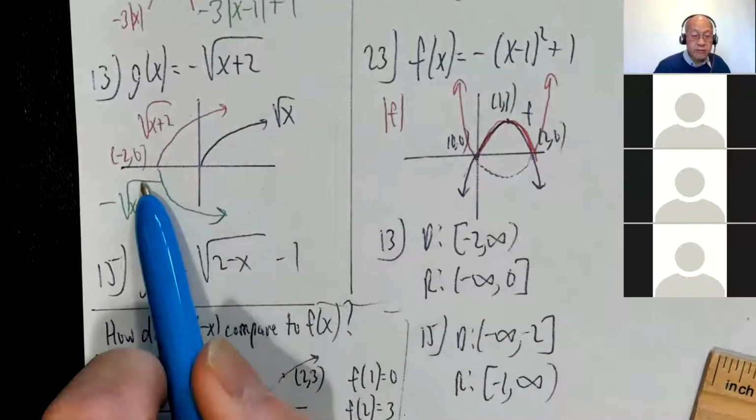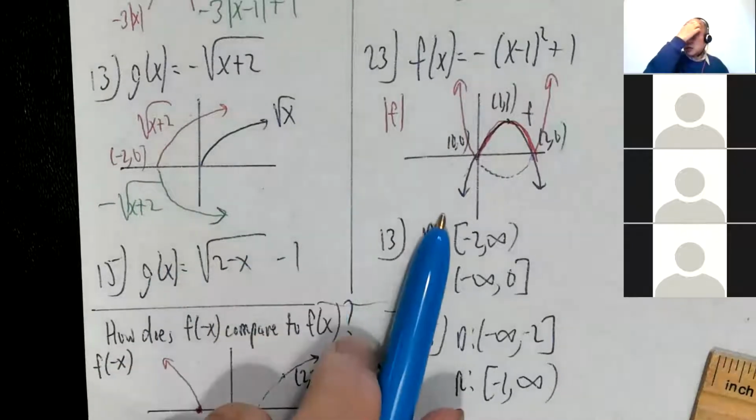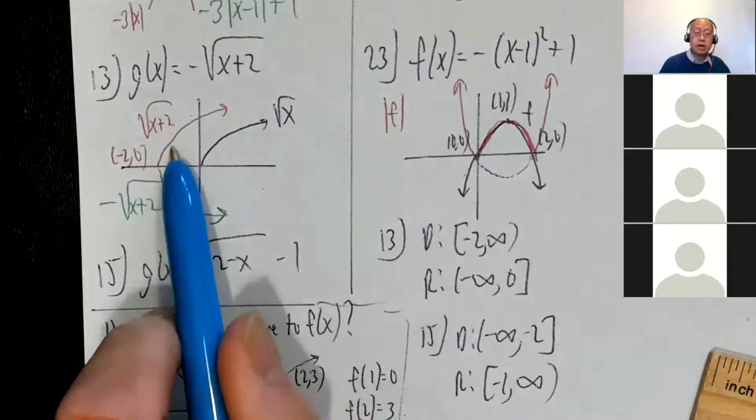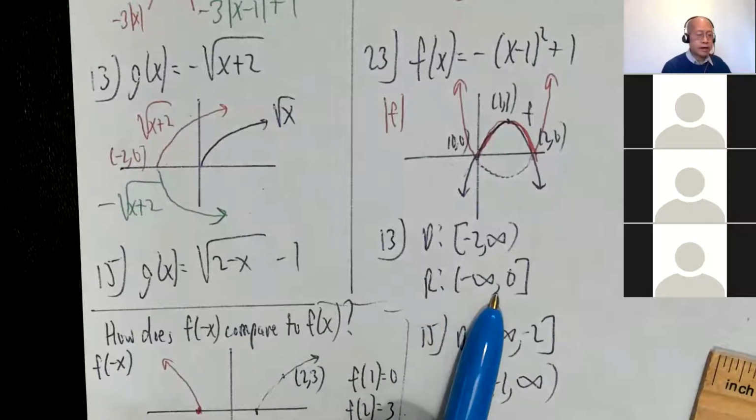Okay, so again, the graph is this. So you're at negative 2 and you're going all the way out to infinity. For the range, you have all the negative numbers. You go up to 0, including 0, but nothing above. So parenthesis negative infinity comma 0 bracket.